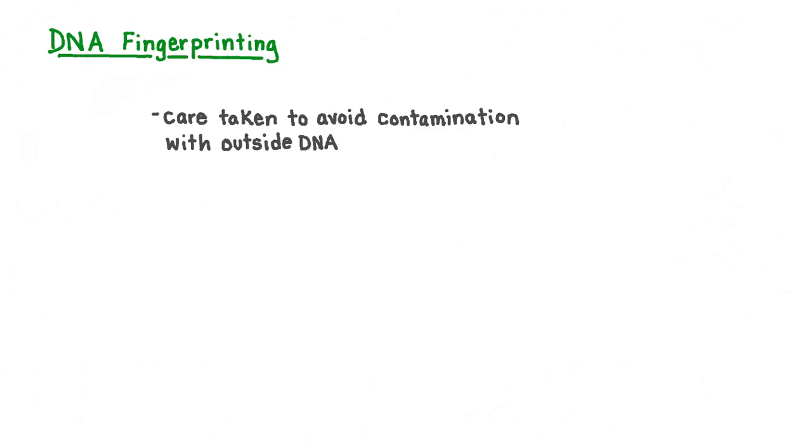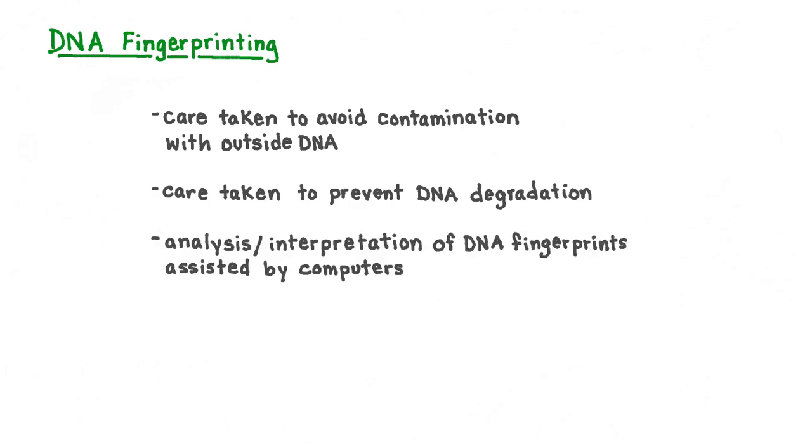Advances are being made all the time in the field of DNA fingerprinting to make it even more reliable. A lot of care is taken when samples are collected to avoid contamination with outside DNA. This is especially important for samples being collected at a crime scene, and is why the investigators that collect the DNA often appear to be dressed as astronauts with all the protective clothing they wear. Care is also taken to prevent the degradation of the DNA samples before they're analyzed. And at the point that the DNA fingerprints are analyzed, the interpretation and comparison of the fingerprints is aided by powerful computers in order to increase its accuracy.